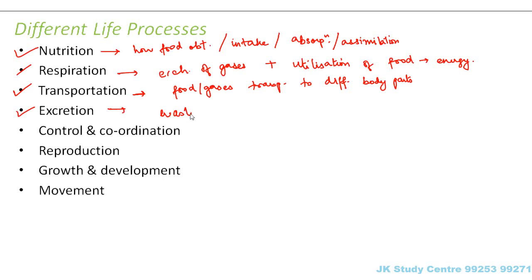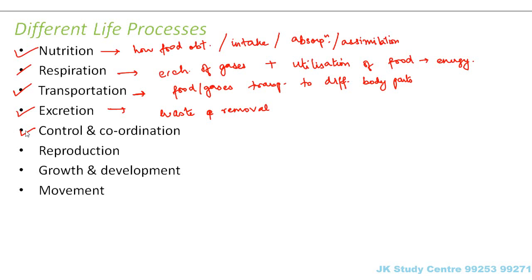So excretion is all about waste removal. Now the next is control and coordination. What is control and coordination? As the name says, control means to regulate something. Coordination means synchronization between different things. So it is nothing but synchronization between the various organs of the body.